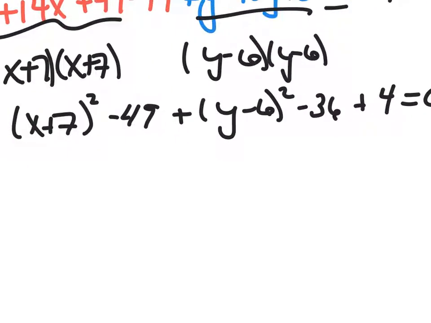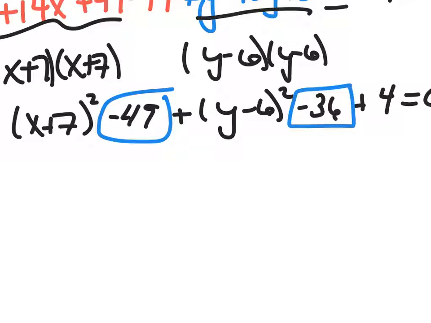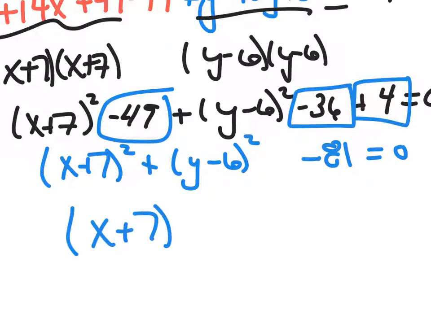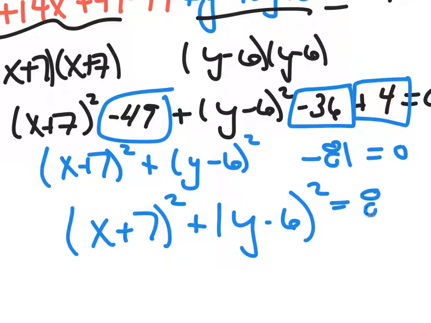All right, so I'm just going to add my terms together. I can have negative 49 and negative 36. And then a positive 4 I want to add together. And I think that leaves me with negative 81. So I have x plus 7 squared plus y minus 6 squared minus 81 equals 0. Bring that over. X plus 7 squared plus y minus 6 squared equals 81.